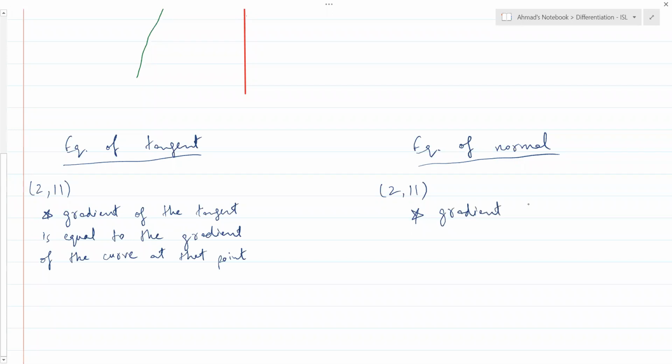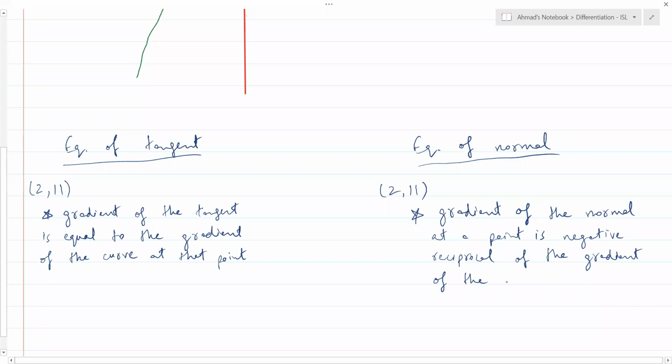So gradient of the normal at a point is negative reciprocal of the gradient of the curve at that point. Now, given this, we can find the equations of both of them, right?